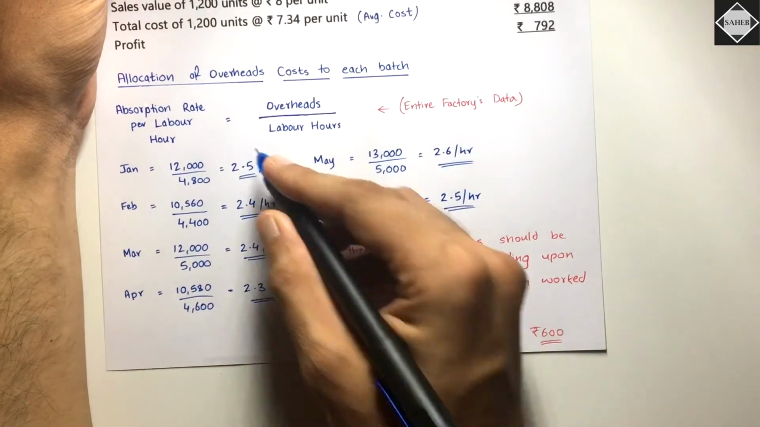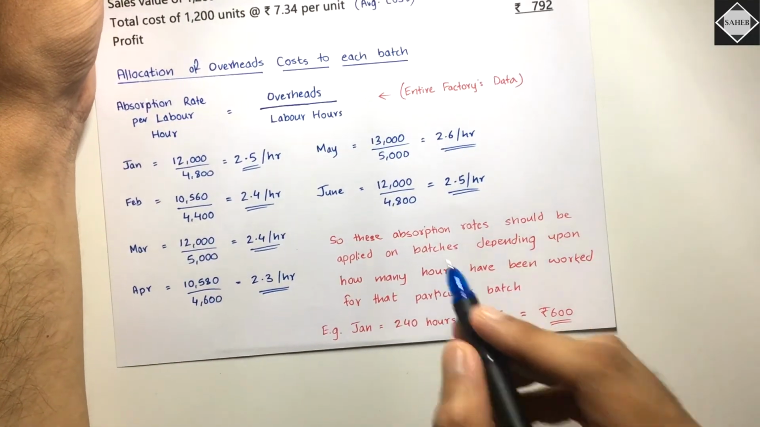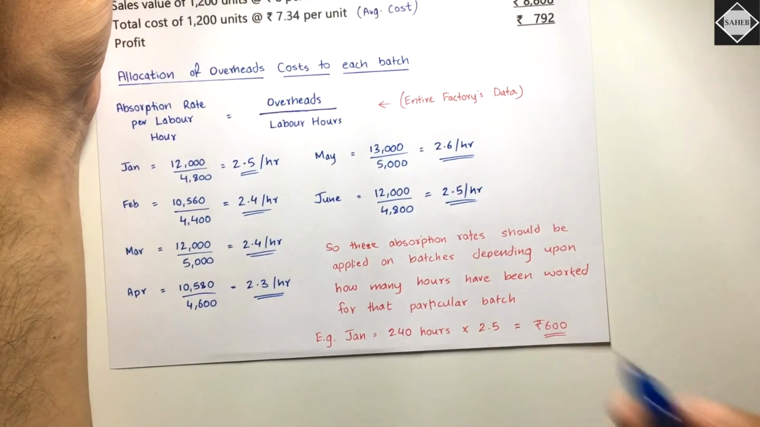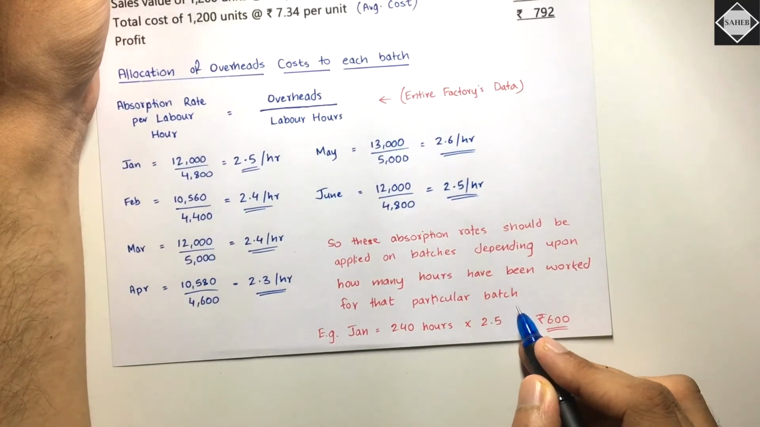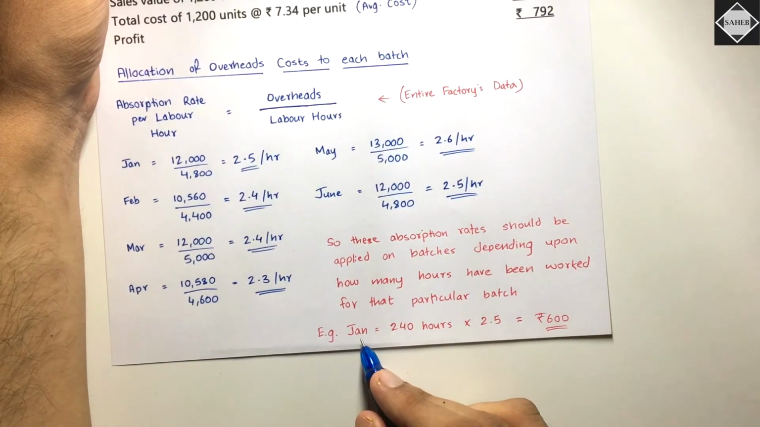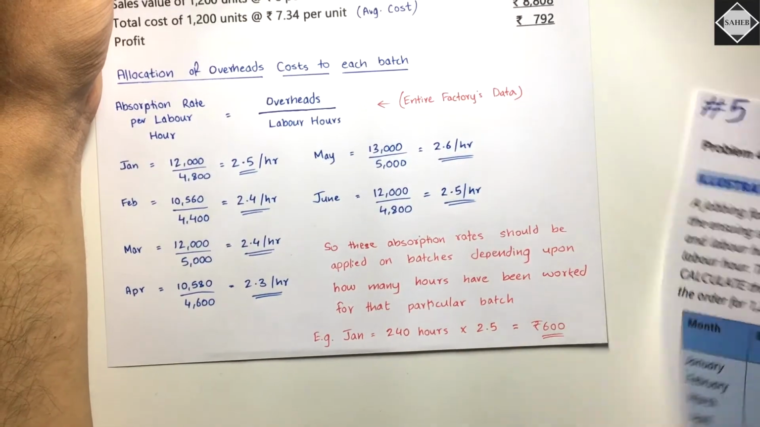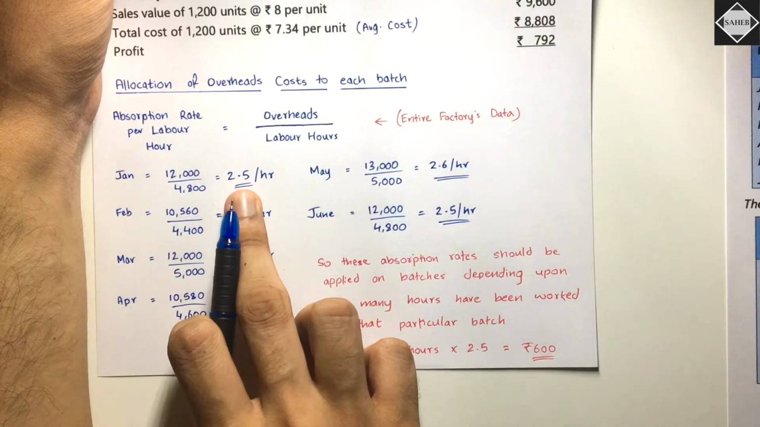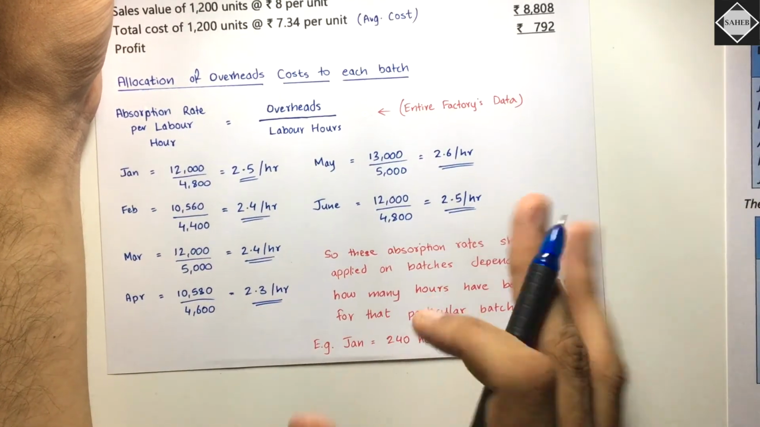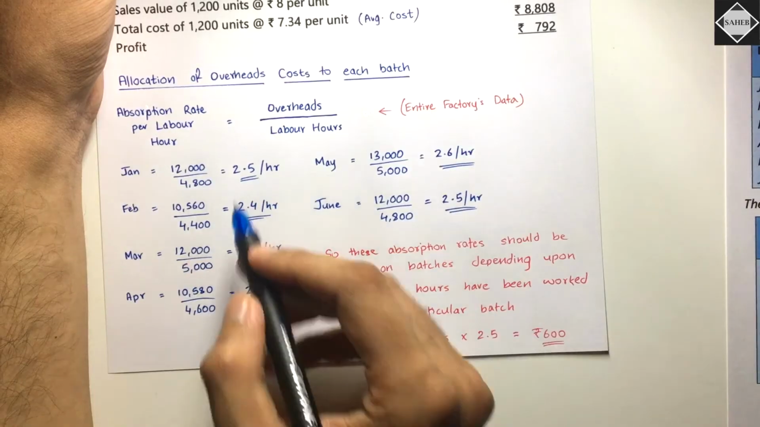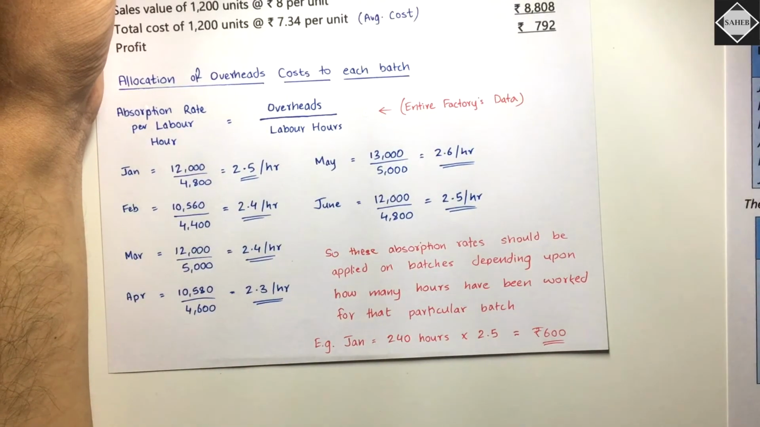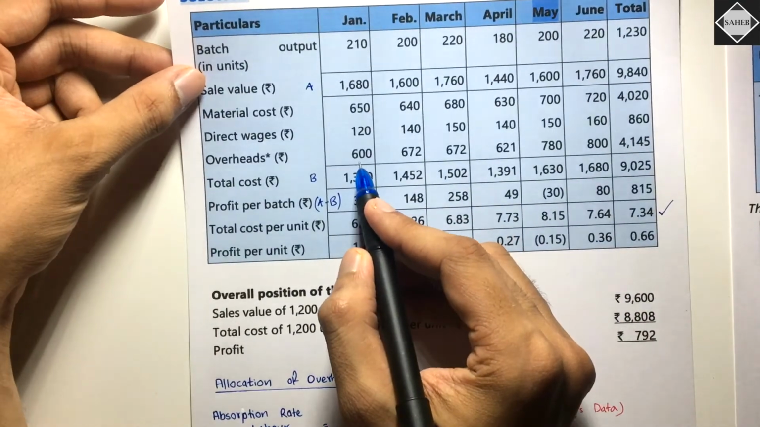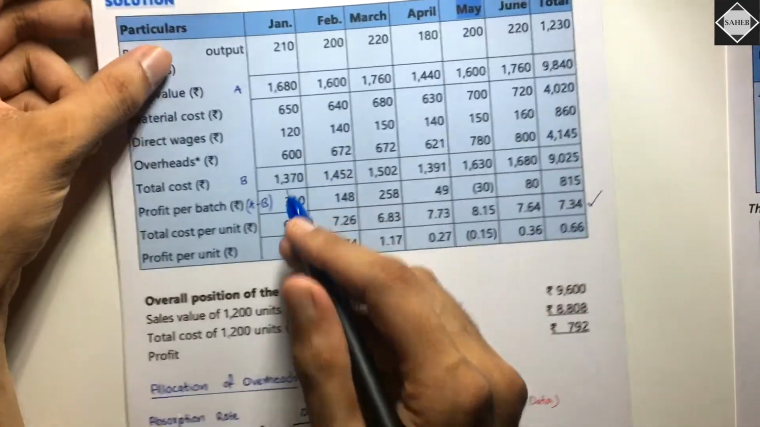Whenever we calculate all these absorption rates, they should be applied on batches depending upon how many hours have been worked for that particular batch. For example, in the month of January, 240 hours were there, so 240 hours into that particular absorption rate only. You can't take this 2.6 or 2.3. You will use 2.5 only, of that particular month. Clear? So that was 600, and we took it over here. Is it clear? Simple and straightforward.